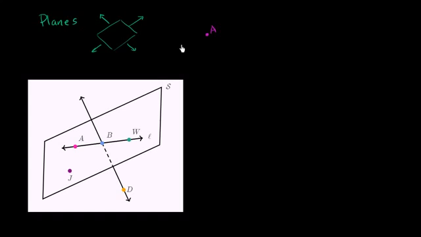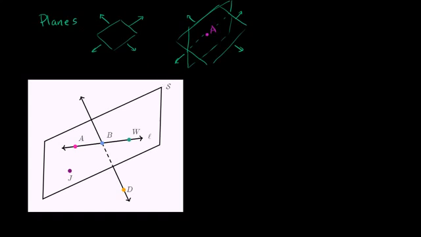I could have a plane that goes like this, where point A sits on that plane. I could have a plane like that. Or I could have a plane like this, where point A sits on it as well. I could just keep rotating around A. So one point by itself does not seem to be sufficient to define a plane.